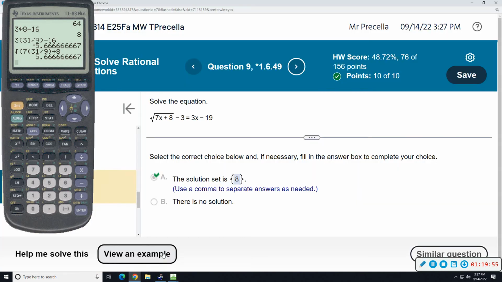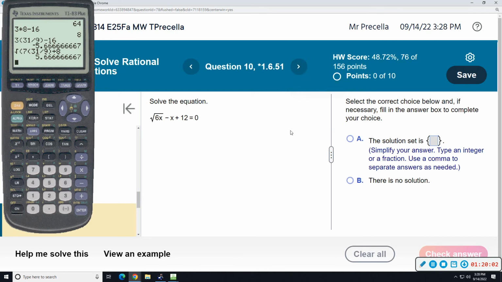Before all of you panic too much, number 9 was the worst. Number 10. Okay. You want me to do it? You do. Okay. Let me write it down. Number 10. The square root of 6x minus x plus 12 equals 0.